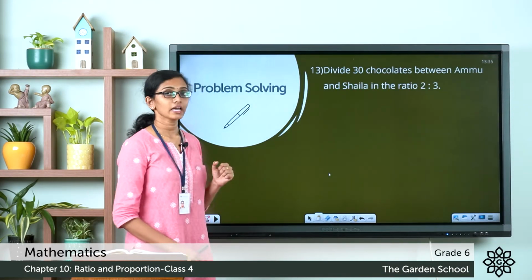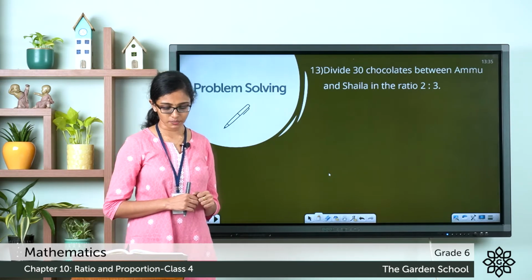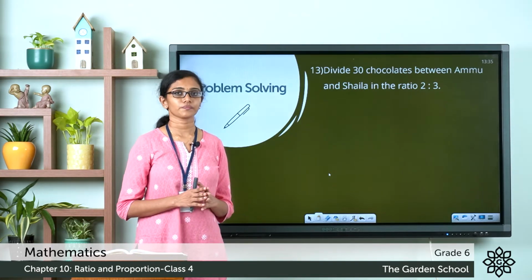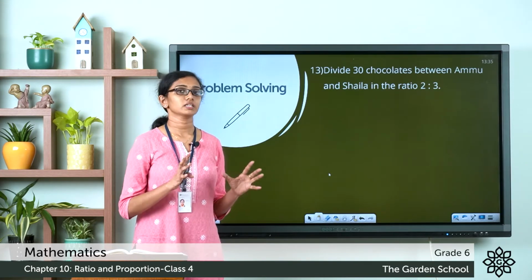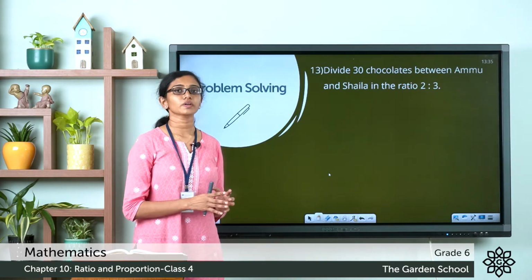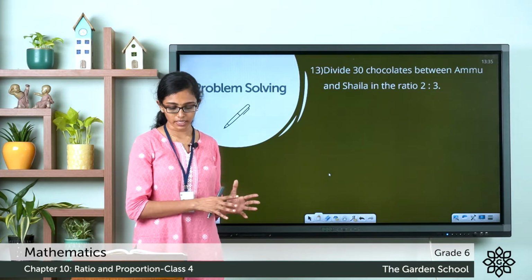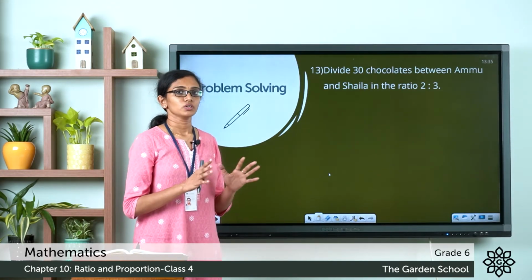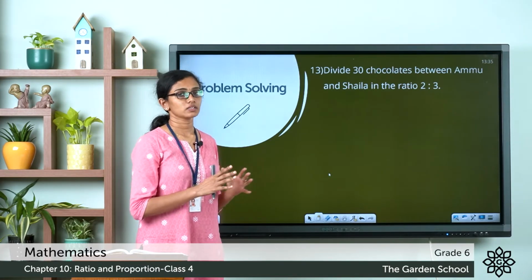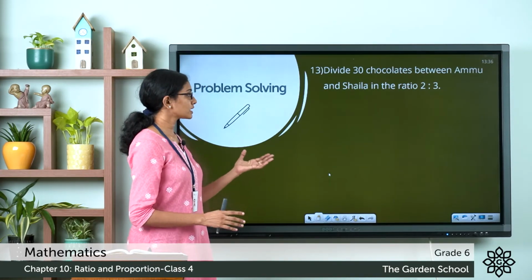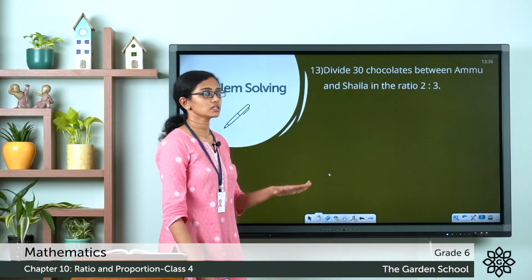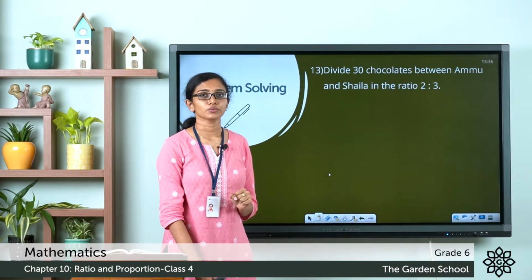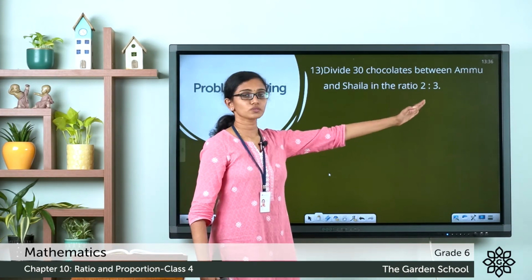Question number 13. It says divide 30 chocolates between Ammu and Shayla in the ratio 2:3. So there are two people, there are 30 chocolates in total, and you need to divide these 30 chocolates between Ammu and Shayla in the ratio 2:3. So how can we divide this based on this ratio? So we are given there are 30 chocolates in total. How many parts can we divide these 30 chocolates into? See, the given ratio is 2:3.